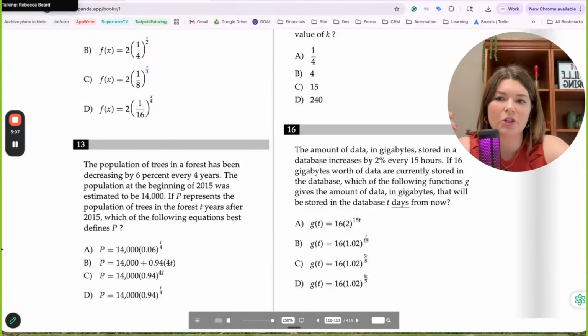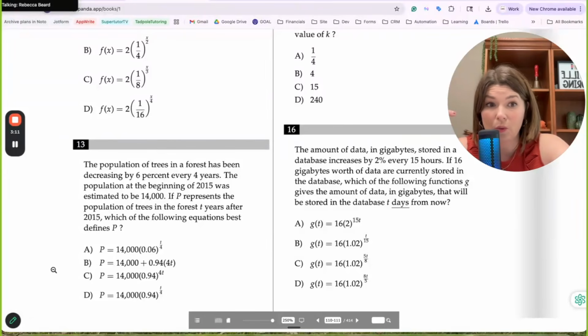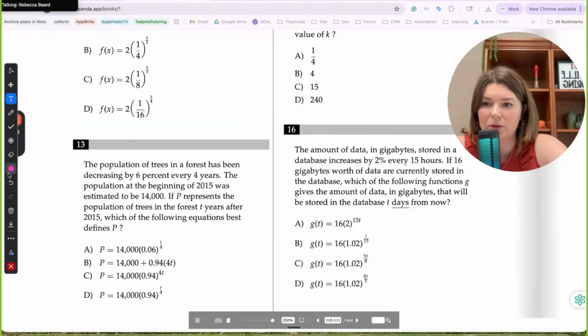So 13, the population of trees in a forest has been decreasing by 6% every 4 years, and that's critical there. The population at the beginning of 2015 was estimated to be 14,000. If P represents the population of trees in the forest T years after 2015, which of the following equations best defines P? So you have to figure out which is the correct written equation. What we'll do is eliminate the ones that really stand out as big wrong, and then narrow it down from there.